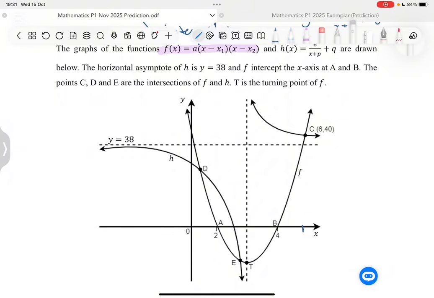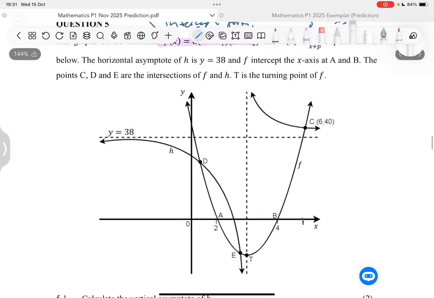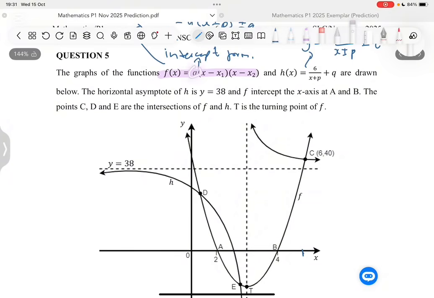Now, the last part of the question says T is a turning point of f. So if you look at point T here, it is the turning point of f. That's where our parabola actually turns, and it has a minimum turning point, if I can put it that way. So already we have a hint that the value of a here should be a positive number, because it's a happy graph.